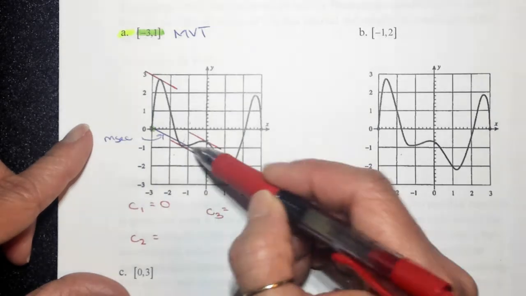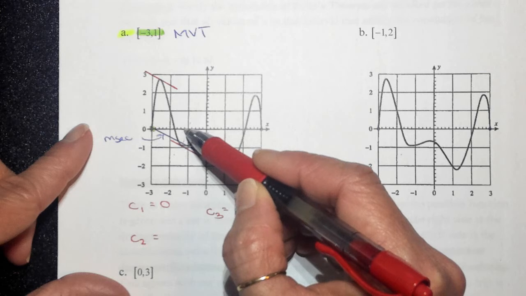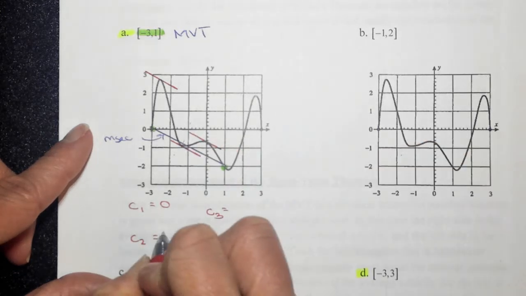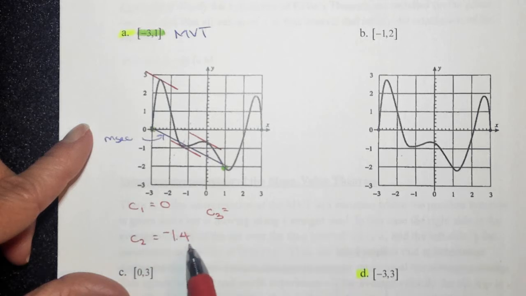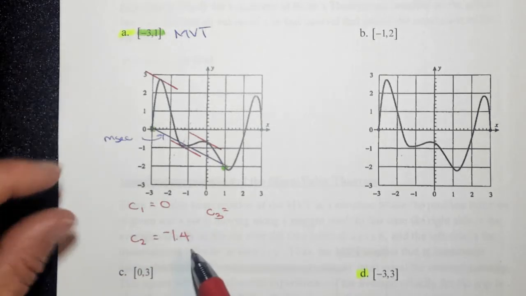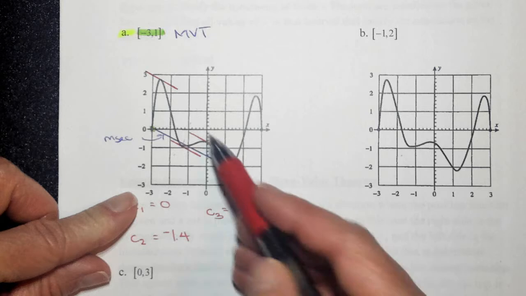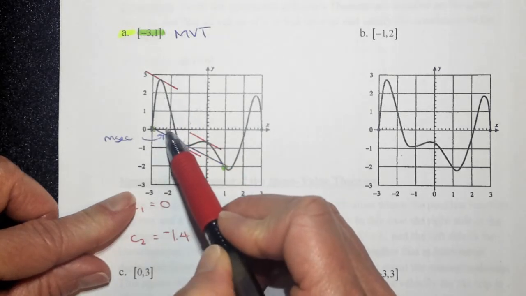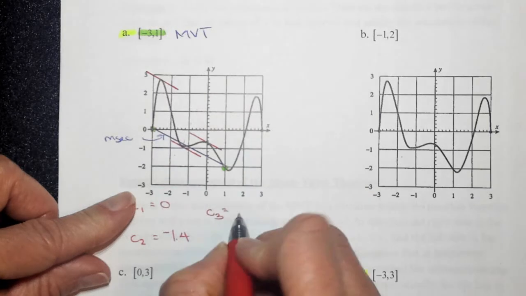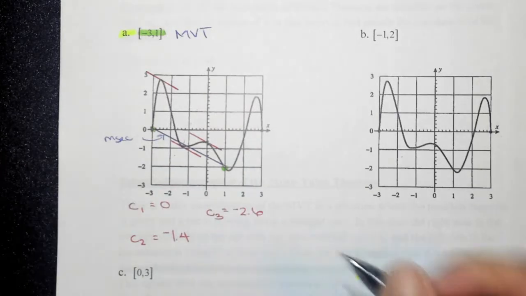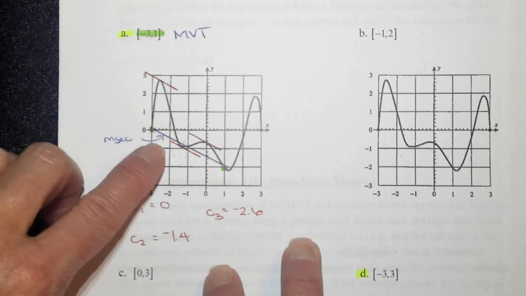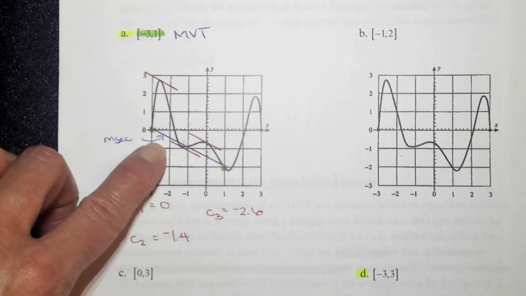So then here we would say this is -1.24, maybe? -1.4, -1.5. It's an estimation, so it's going to be pretty close. And then c sub 3 here, so this is -2. So when I come down, I don't know, 2, 4, 5, or 6. So -2.6 or -2.5, whatever you wrote. So this is the MVT because the slope of the secant line is not 0.